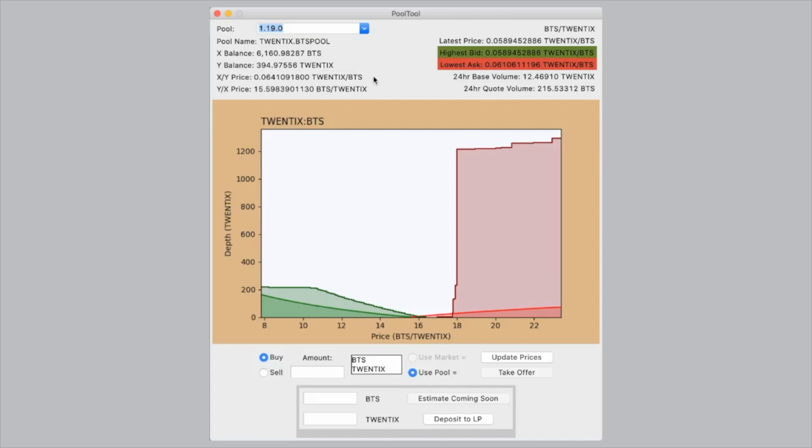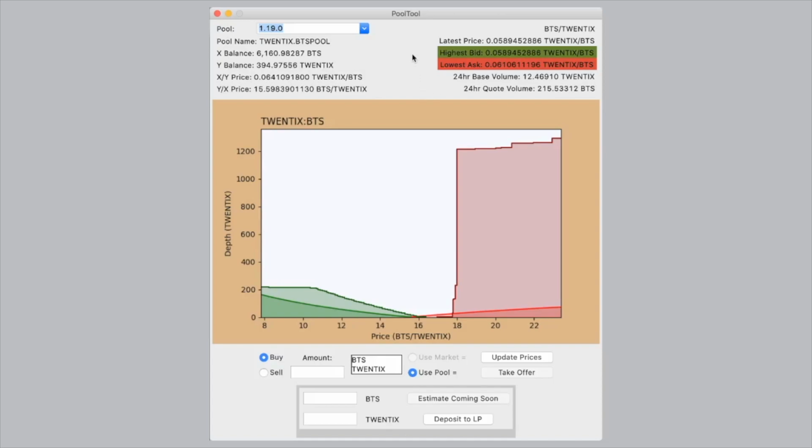The X divided by Y and the Y divided by X prices are going to be what the pool evaluates to be the price of the assets in the pool. For example, you can see the XY price is higher than the lowest ask price to the right, which shows there is a potential for arbitrage between the liquidity pool and the market. I won't go into arbitraging between the pool and the market, but for those who know what that is, PoolTool makes it easy to see arbitrage opportunities.